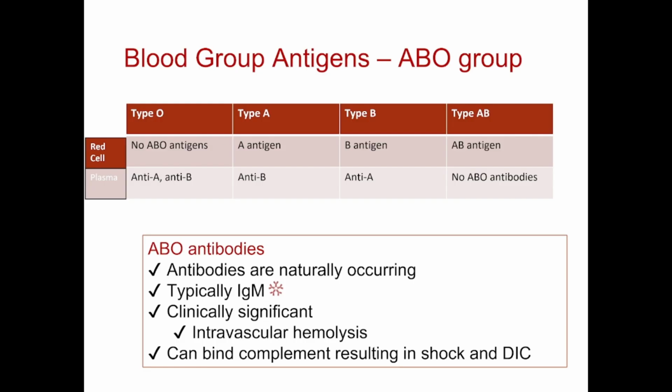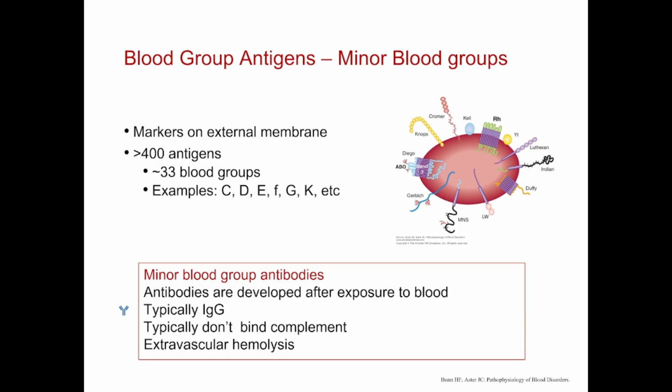To explain some of the concepts in transfusion medicine, I'll have to talk about pathophysiology and physiology, so please humor me. Yes, there are the blood group antigens, and there's also the minor blood groups. They are markers on the external surface. There's about 400 of them, and more are discovered all the time. The examples are listed here for you on the slide. They are minor blood group antigens, so these antibodies are developed after exposure. They're usually IgG. They typically don't bind complement, and they cause extravascular hemolysis.